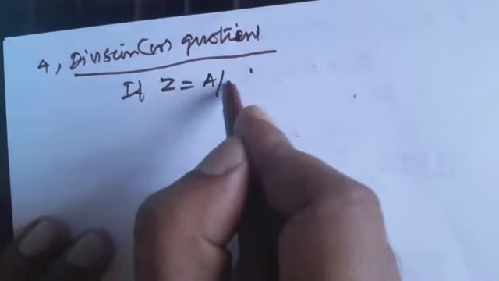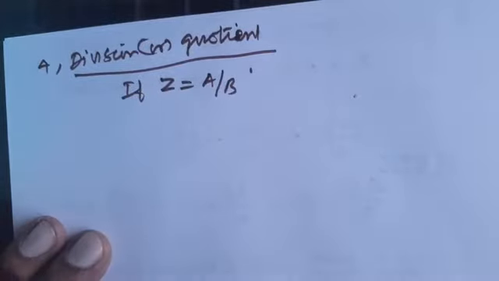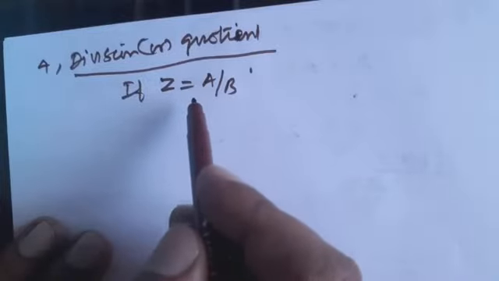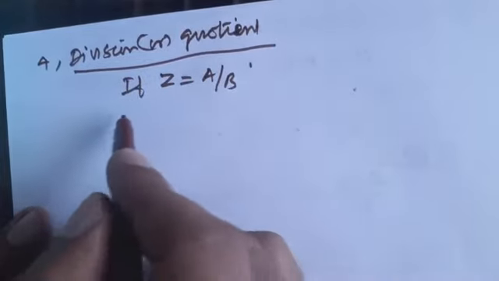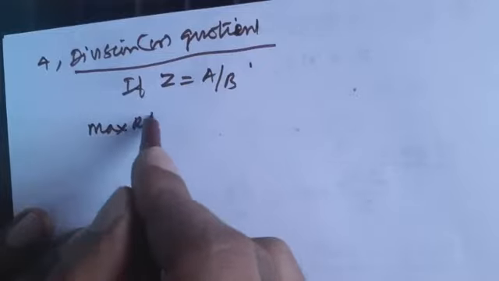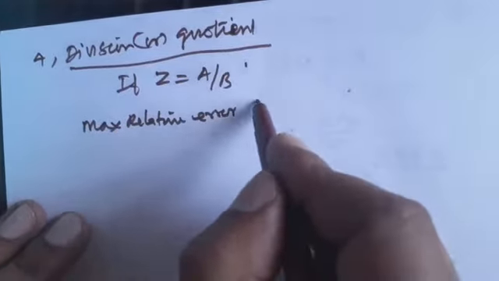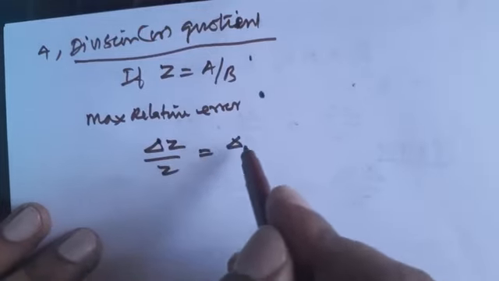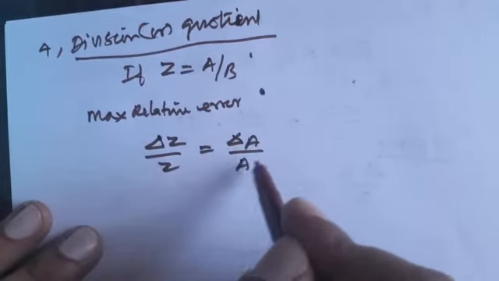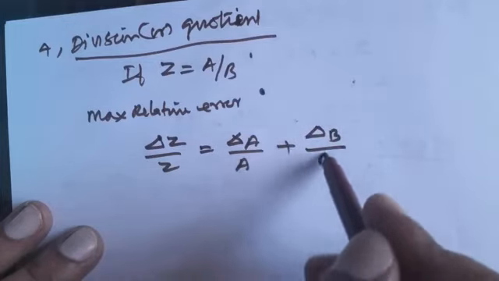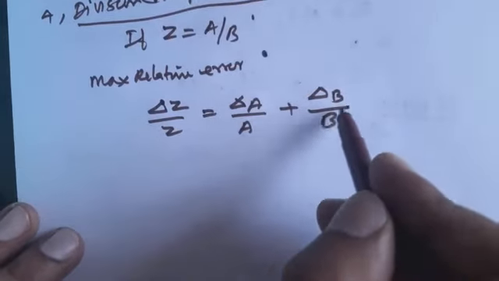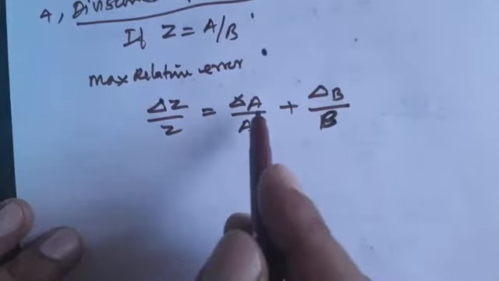And if Z equals A divided by B, a division, then the maximum relative error, delta Z by Z, is equivalent to delta A by A plus delta B by B, which is similar to product or multiplication.